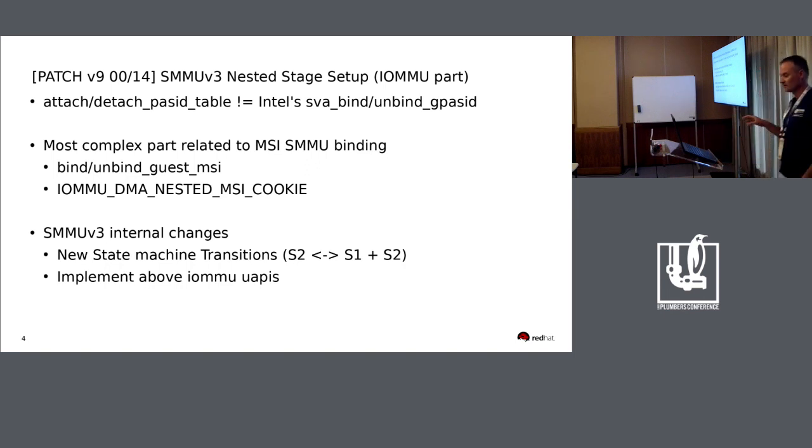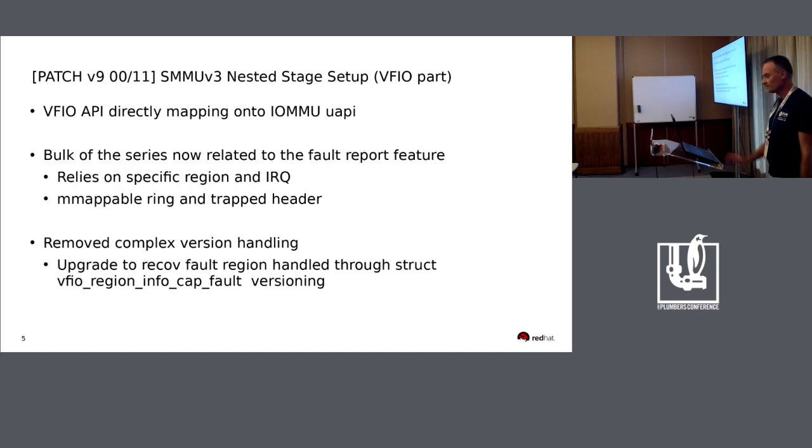And on the SMMU v3 side, in the driver, it was a matter of enabling new transitions of states from stage one to stage one plus stage two and conversely. And obviously, we needed to implement the IOMMU user API we saw just before. So it's quite invasive in the SMMU v3 driver, but it's not that complex, I would say, besides maybe the MSI handling, which is a little bit more tricky to understand. On the VFIO side, for me, it's more trivial. We just bind to the IOMMU user API we introduced in the previous series.